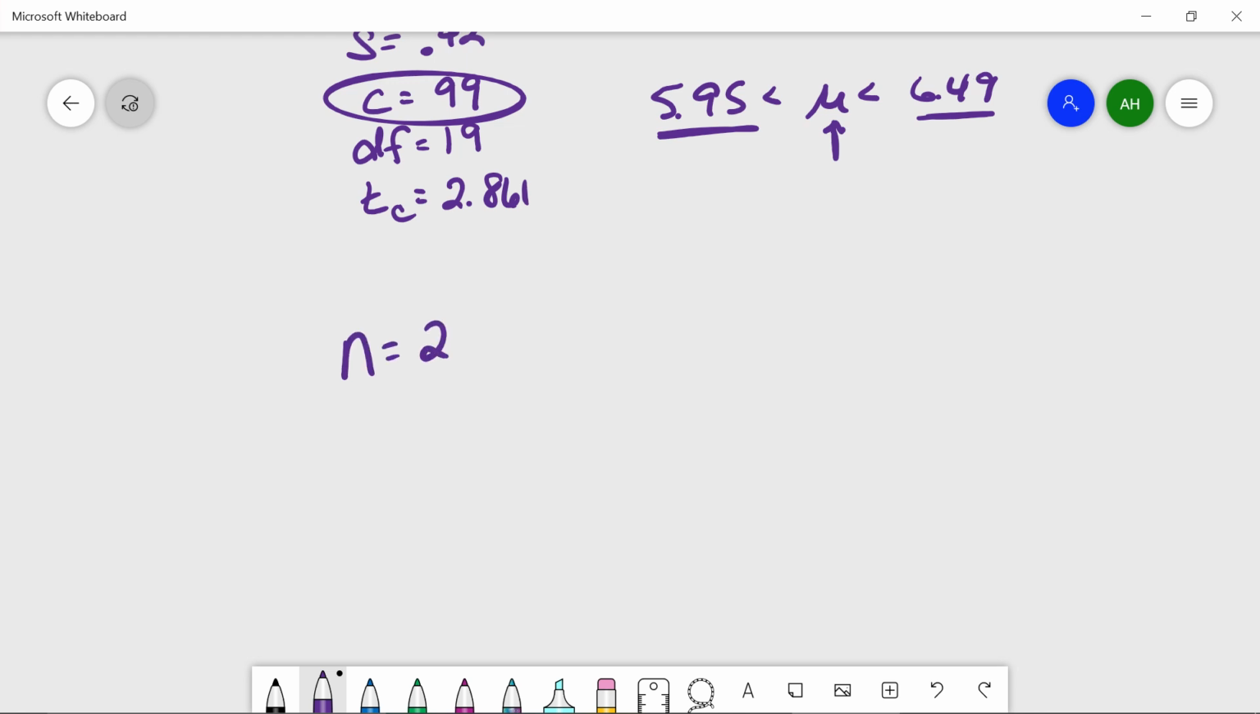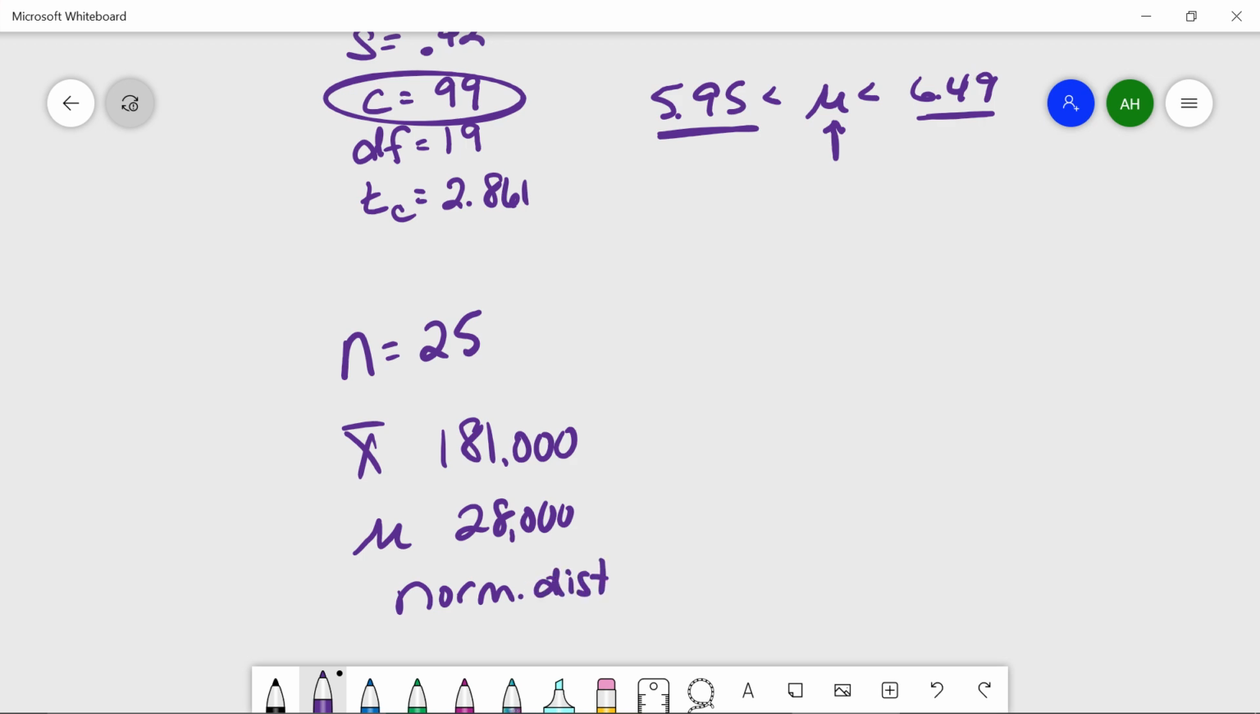It says you randomly select 25 new houses. So I've got n equals 25. It says the sample mean construction cost is $181,000, and the population standard deviation is 28,000. Assume construction costs are normally distributed. Should you use the normal distribution, the t distribution, or neither to construct a confidence interval of 95%? Well, here we know this is normal, and they gave us the population standard deviation.